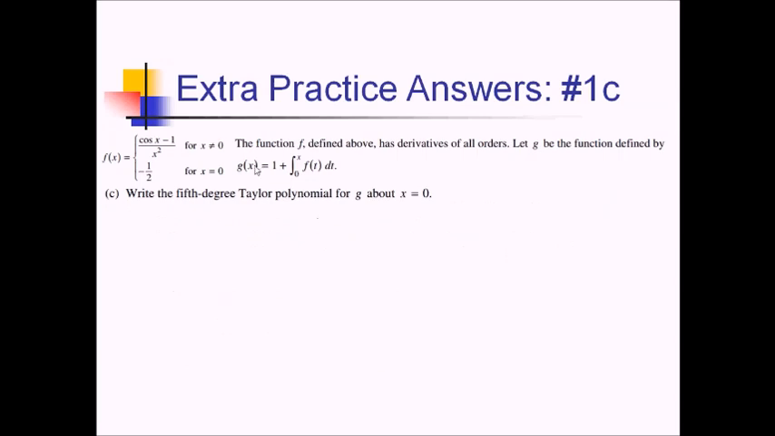For this problem, we want the 5th degree Taylor polynomial for g about x equals 0. So in order to do this, I need to do 1 plus the integral of f from 0 to x. And since I want a 5th degree polynomial when all is said and done, that means I need up to the 4th degree inside this integral.